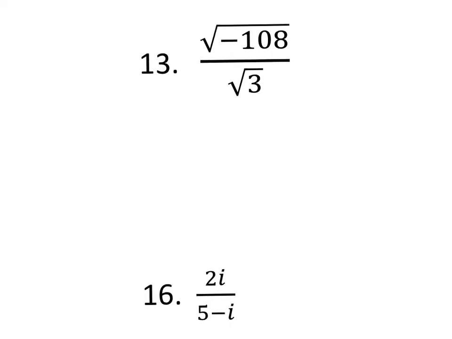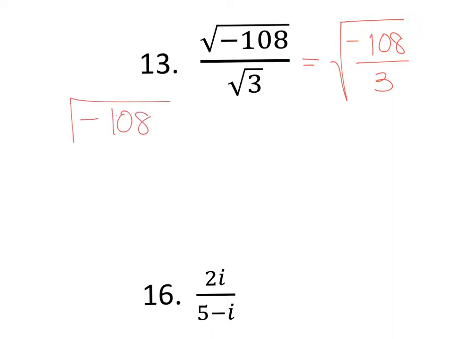Well, number 13, I don't like this radical in the bottom. However, what if I can reduce this a little bit more? What if I put everything under one big roof? So I have negative 108 divided by 3. Well, 3 goes into 108 how many times? 3 times 9 is 27... so I'm going to have 18, and then I know that's 6, so it can go into it 36 times.